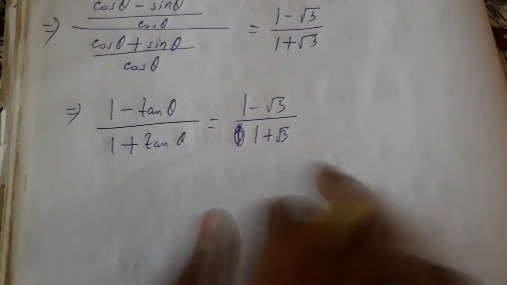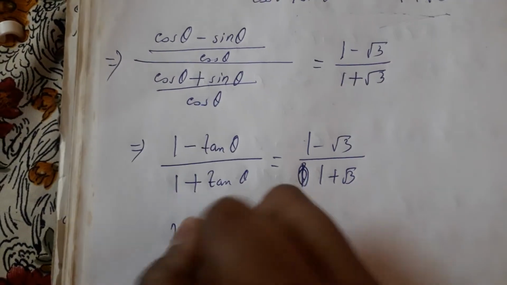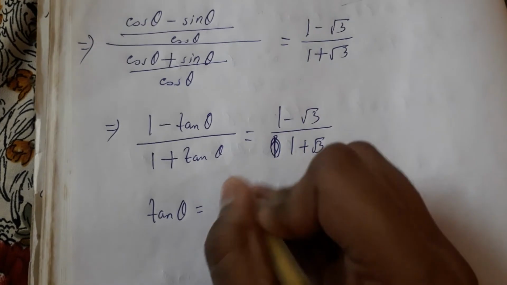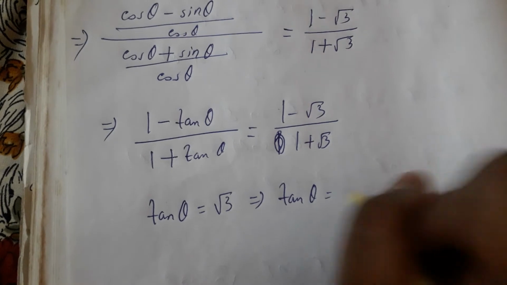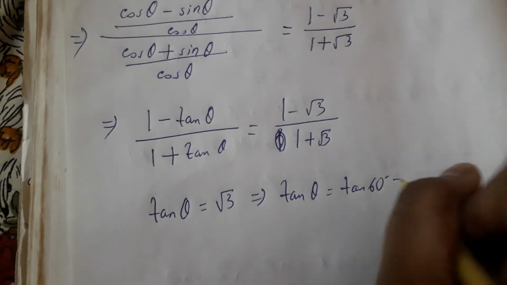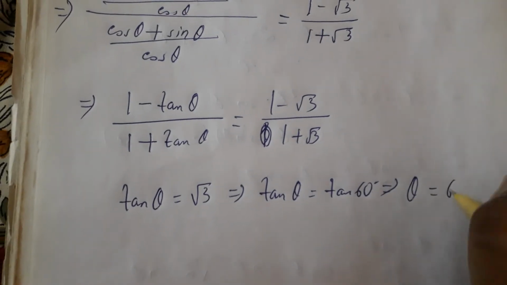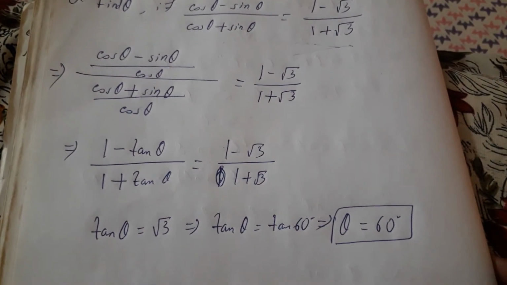Now comparing both the sides, you can get tan theta is equals to root 3. So this will be tan theta is equals to tan 60 degree, and this will be theta is equals to 60 degree. See, this type of questions carry 2 marks.